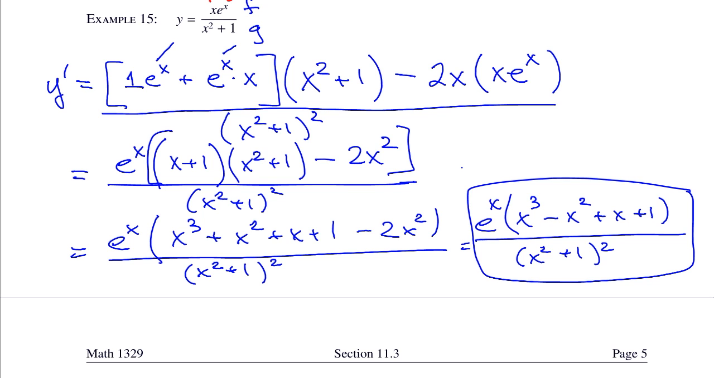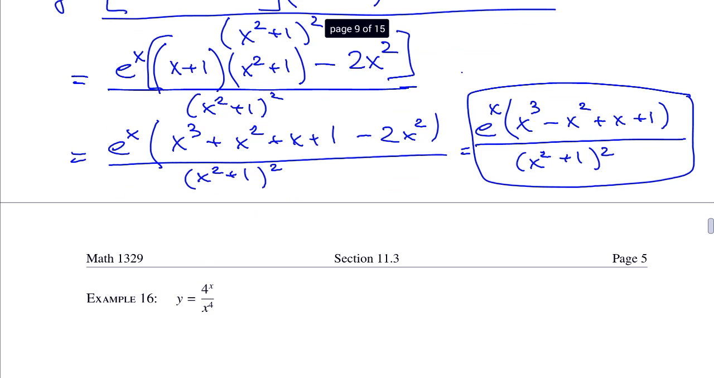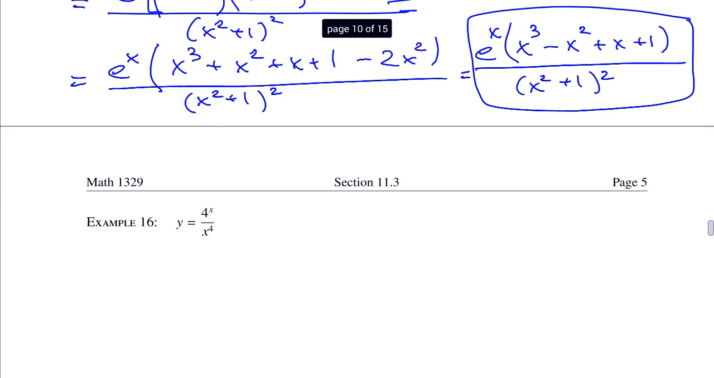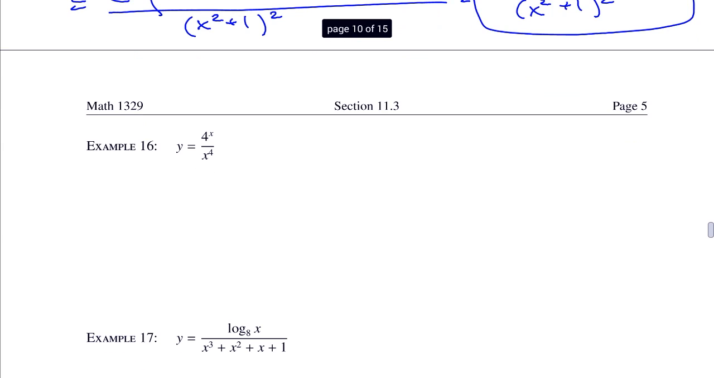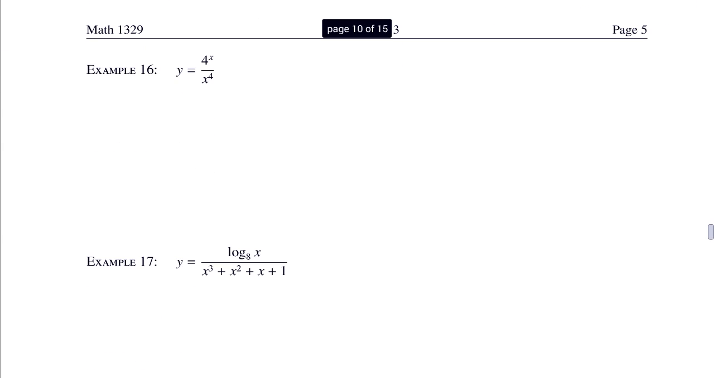Other questions? All right, go ahead and do 16 and 17. You do not have to simplify. I'll check those in a moment. If you need to take a break, now would be the appropriate time. Because right after this, we're going to go on to the next section, and it is intense.